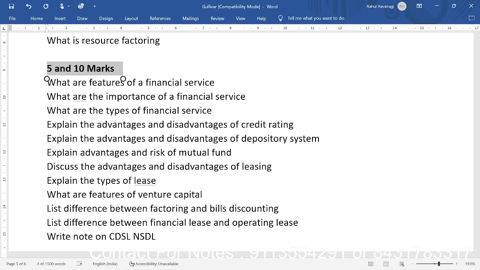List difference between factoring and bills discounting. List difference between financial lease and operating lease. Final question, write a note on CDSL and NSDL. So for this year, case study will be your numerical problem from financial service.